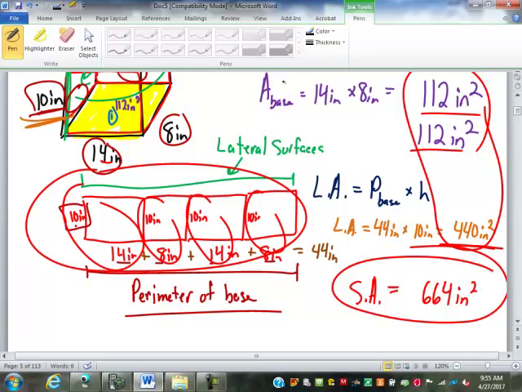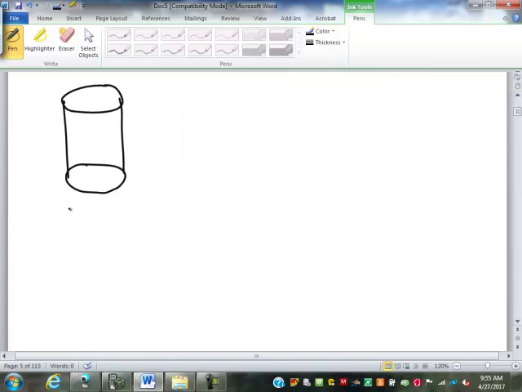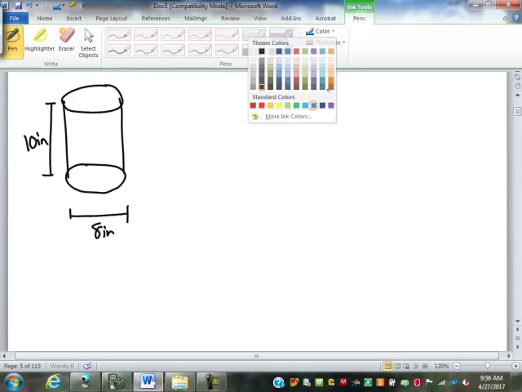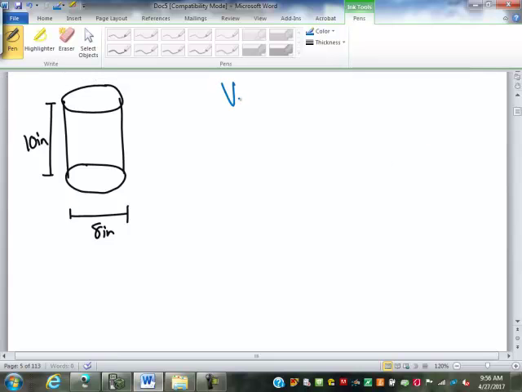For example, I could have a shape like this. A cylinder. This cylinder, we're going to give it a diameter down here of 8 inches and a height of 10 inches. First of all, let's find volume. And then we're going to find surface area.